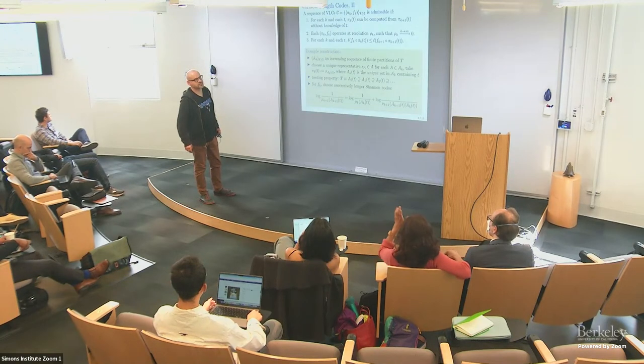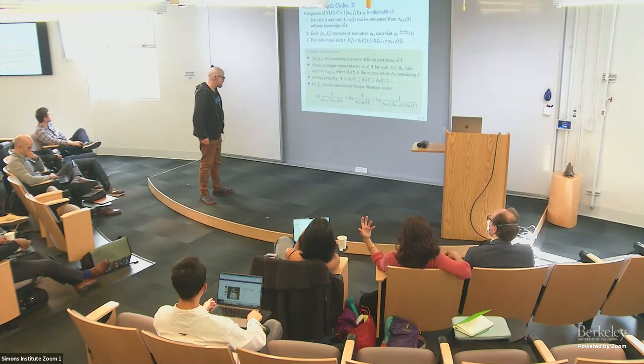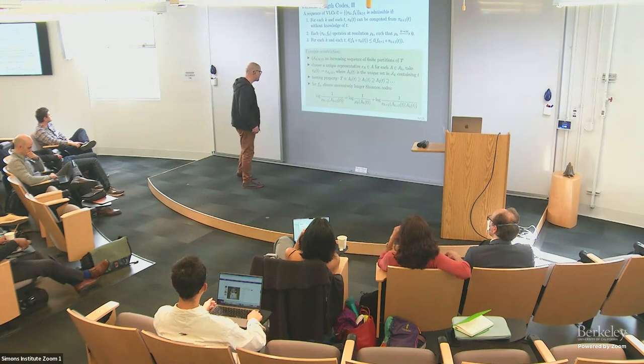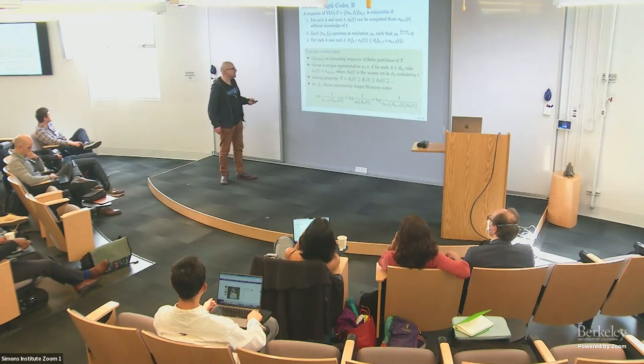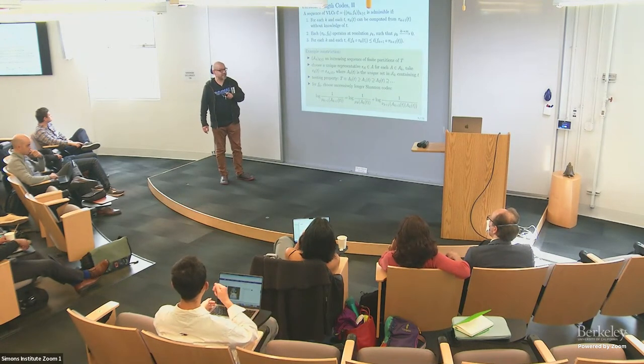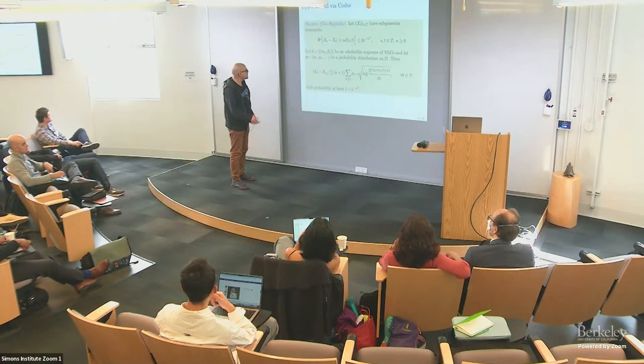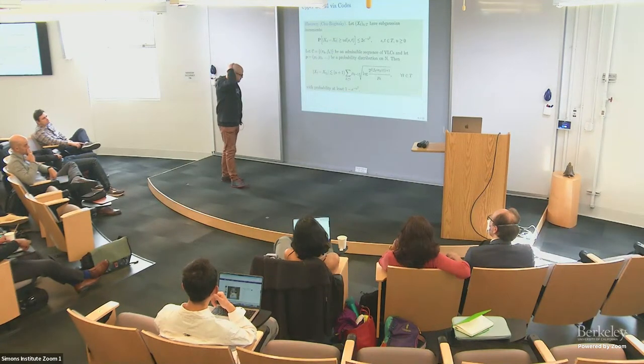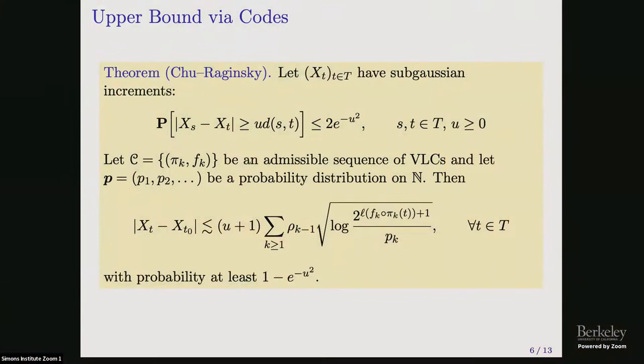We'll come back to it. Where is this coding coming in? Is this a way of representing the functional space itself? Yes, it is. That's precisely what it is. Right. You're not coding X's, you're coding T's. Right. Okay, so this is an upper bound using codes. So here we have a sub-Gaussian process.